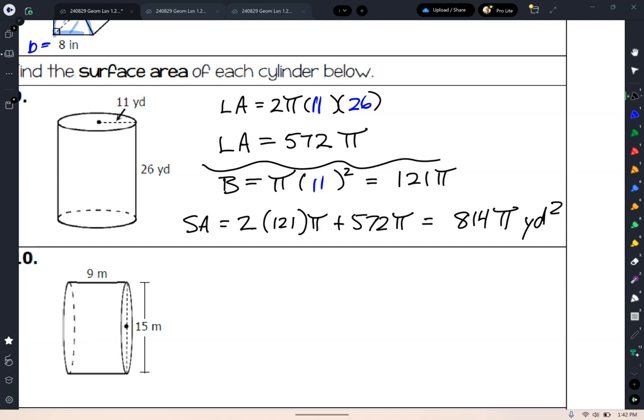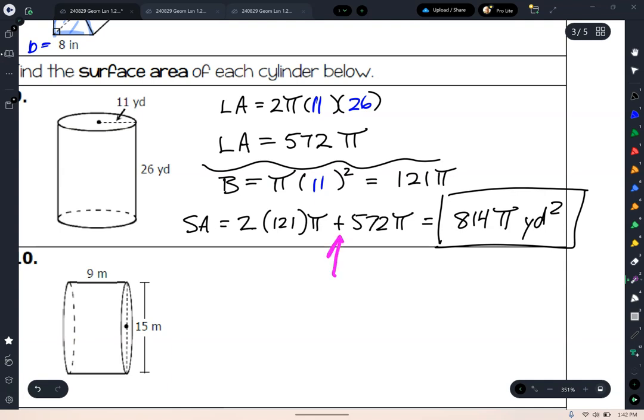Yards squared. No, pi isn't squared because pi is just a variable. It's just like an x. It's the unit of measure that's being squared, and so it's yards squared. Even if there's 2 pi's, that would be right, because we're not multiplying them, we're adding them. So like if we had 2x plus 5x, we wouldn't get 7x squared. We would just get 7x. So here we have 242 pi plus 572 pi is 814 pies.